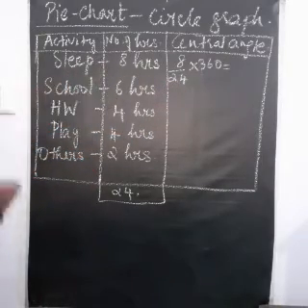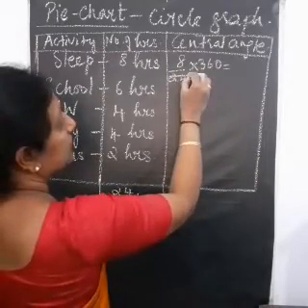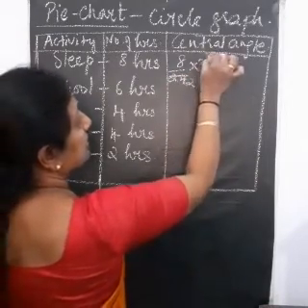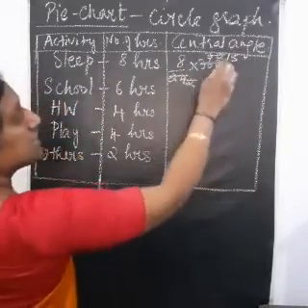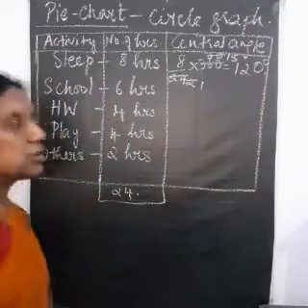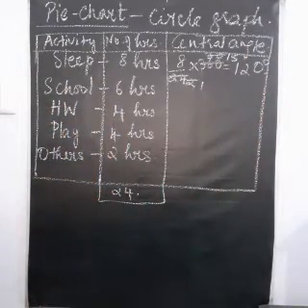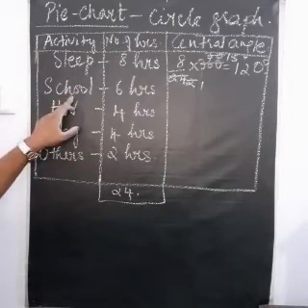is 8 hours. So 8 by 24 means, now when I cancel here, 12 2s and 12 3s. Okay, 2 1s and 2 15s. So 8 into 15 will be 120 degrees. So we have got 120 degrees for sleep. Okay, next we are going to see for school.